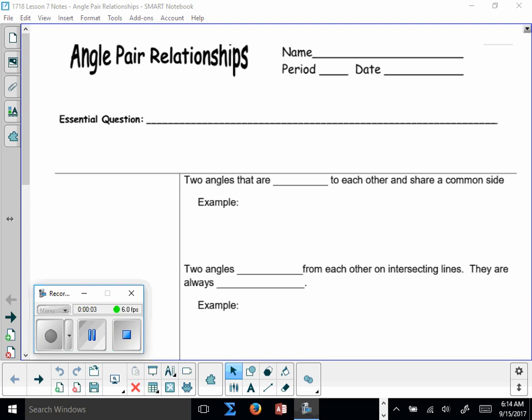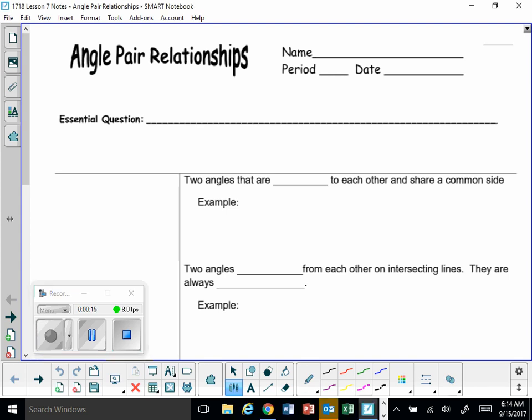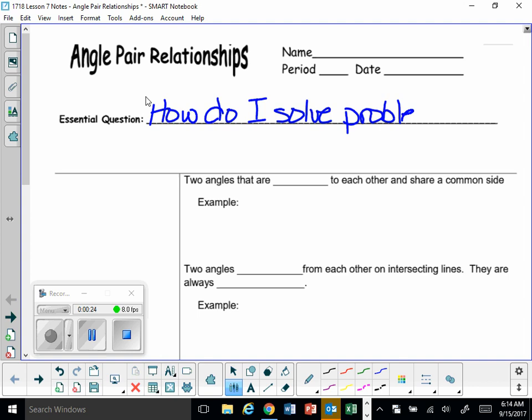The final lesson in Unit 1 deals with angle-pair relationships. Our learning target for today is I will solve problems using angle-pair relationships. So our essential question is, how do I solve problems using angle-pair relationships?